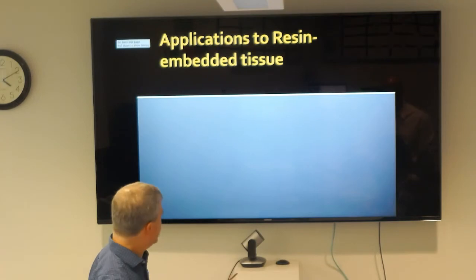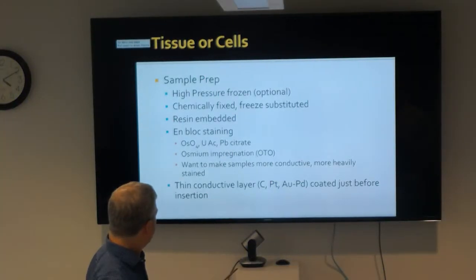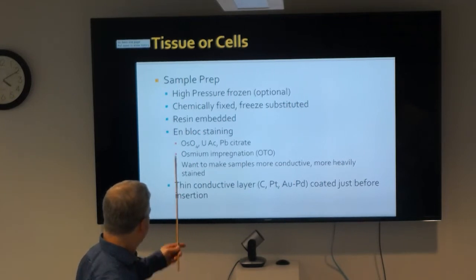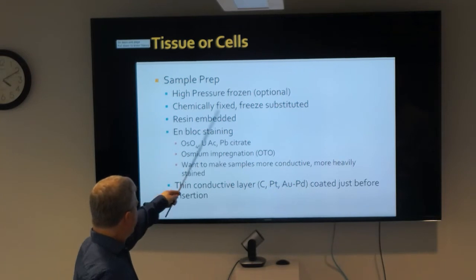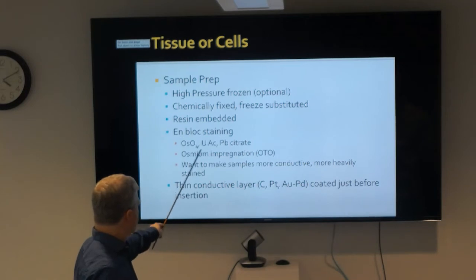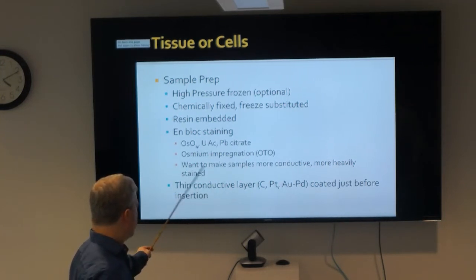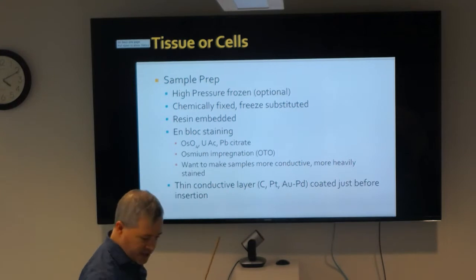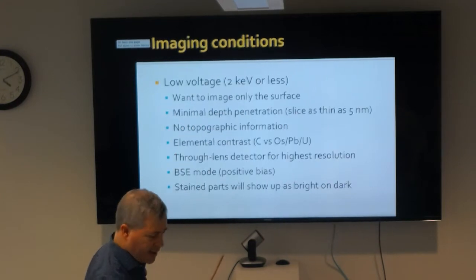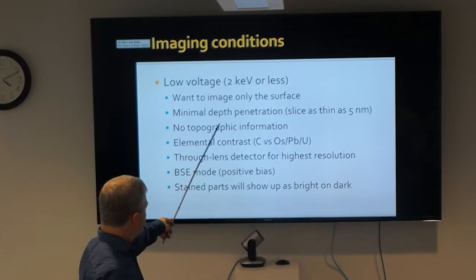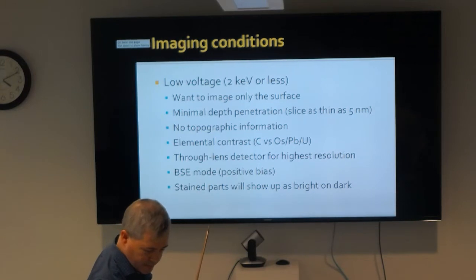So for resin embedded tissue, if you want to, you can use this to get a 3D reconstruction of a large section of tissue where you prepare tissue, embed it in resin, stain it with osmium, uranium, or lead. Coat that with a thin conductive layer, and then put it into the microscope, and image with a low voltage, so you're only imaging the surface, and you image under conditions where you're just getting backscatter imaging.